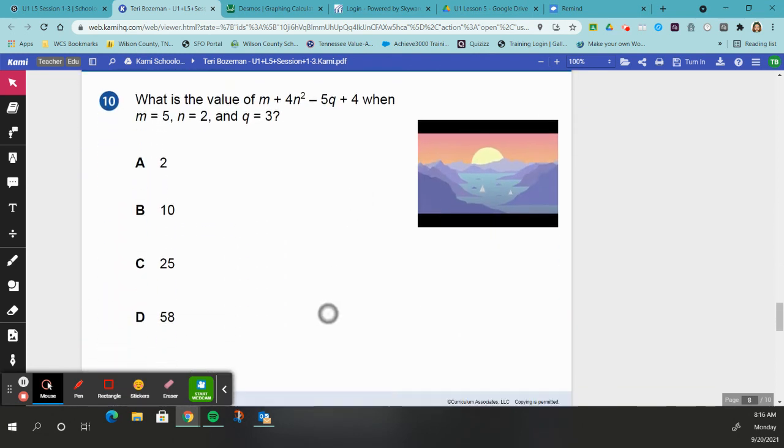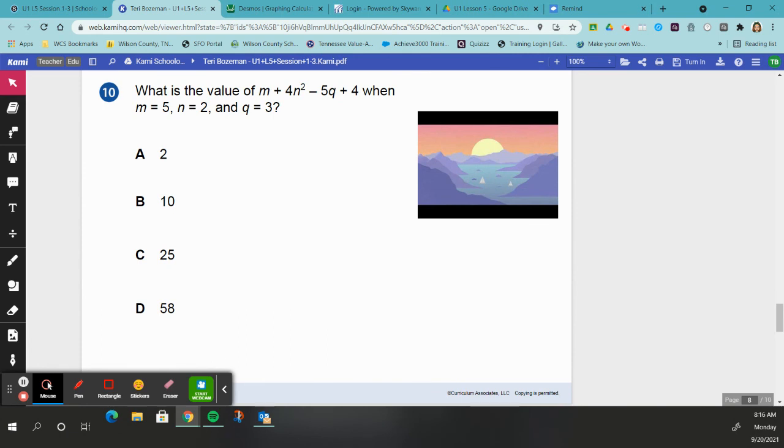That brings us to our exit ticket for today. I would really like for you to do this one on your own. I will say that, remember, the expression is given to you. Okay, so what is the value of m plus 4n squared minus 5q plus 4 when m equals 5, n equals 2, and q equals 3? So you're plugging in. I will go ahead and do this part for you.